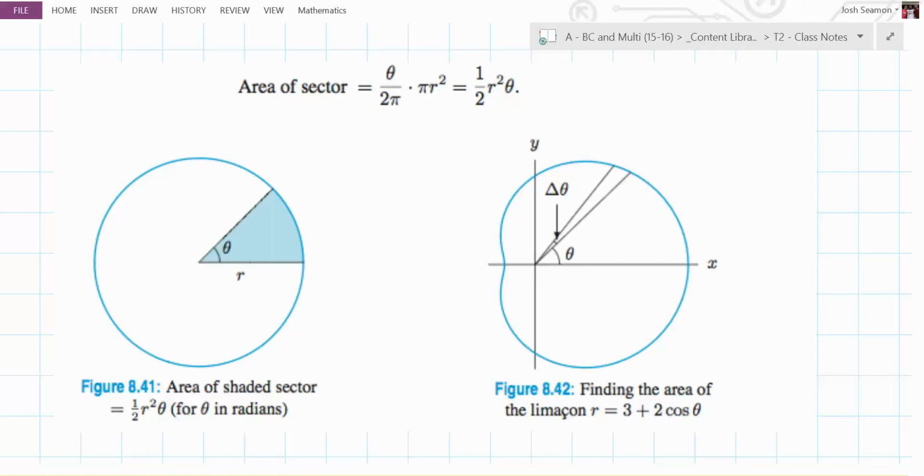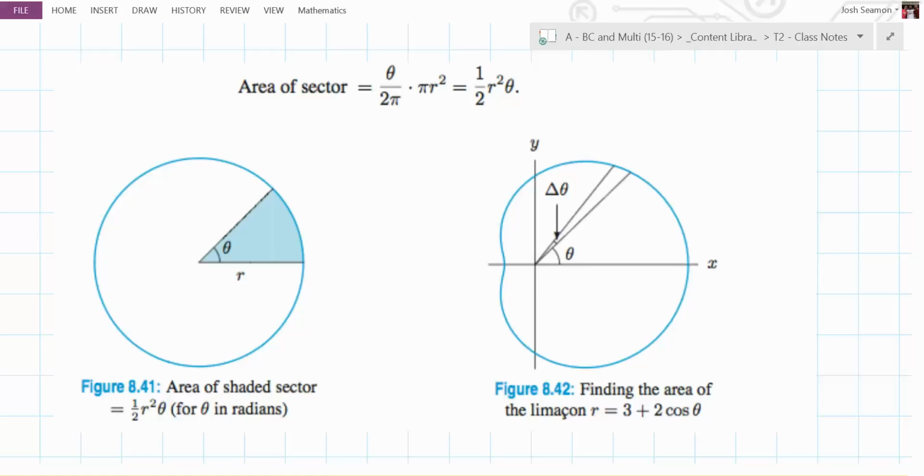So if you wanted 50% of a tank of water, you multiply the volume of the tank of water times 50%. This is how much of the circle we have, and this is the area of the entire circle. When you multiply these together, what do you end up with? The pi's cancel. You end up with 1/2 r squared theta. 1/2 r squared theta is the area of one sector.